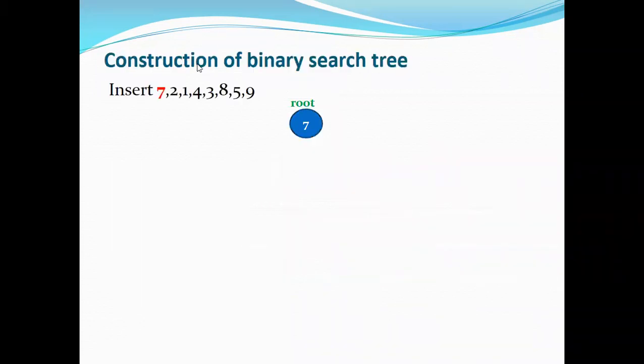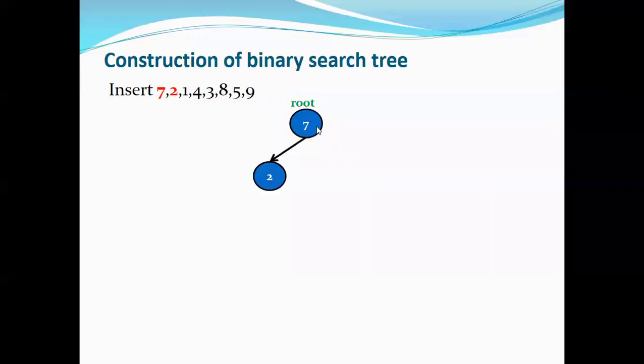Let us look at how to construct a binary search tree. So let us insert the values 7, 2, 1, 4, 3, 8, 5, and 9. First I will insert 7. So I have inserted 7. 7 is the root. Now the next element coming is 2.